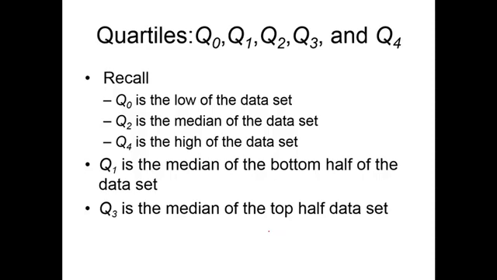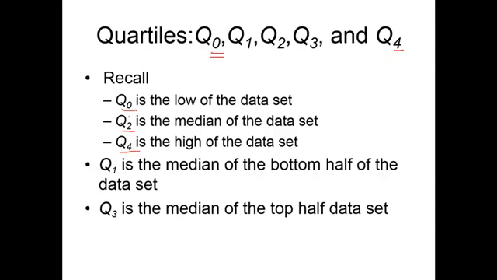Q stands for quartile, and quartile is like cutting things into quarters, and that's where the 4 comes from. We put in the 0 at the bottom as a handy way to name the lowest thing at the same time. So Q0 is the lowest, Q2 is in the middle, and Q4 is the highest value.